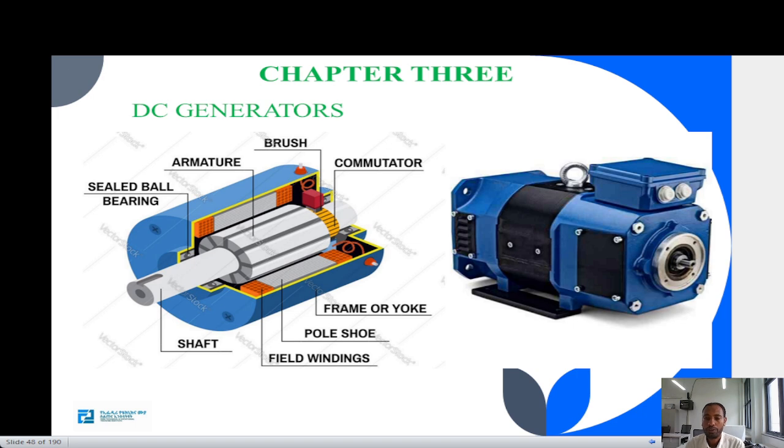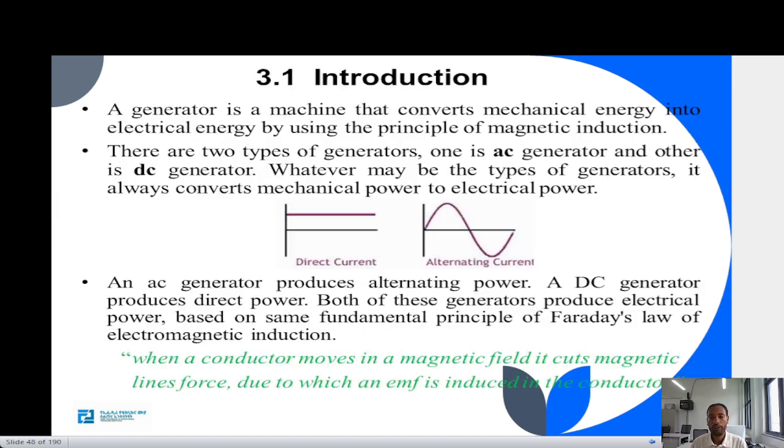Today we'll continue our discussion on DC generator. In our last class, when we discussed the introductory section of DC machine, we have seen a generator is a machine that converts mechanical energy into electrical energy by using the principle of magnetic induction.